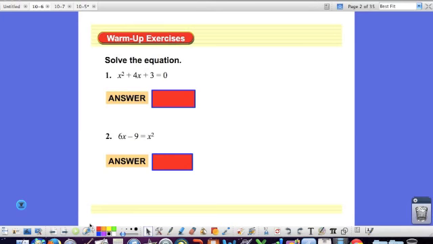So in order to do these problems, we have to be able to solve quadratics. So this means I have to factor this. I need numbers that multiply to get 3 and add and subtract to get 4. So x plus 3 and x plus 1. That means x could be equal to negative 3 or x could be equal to negative 1.